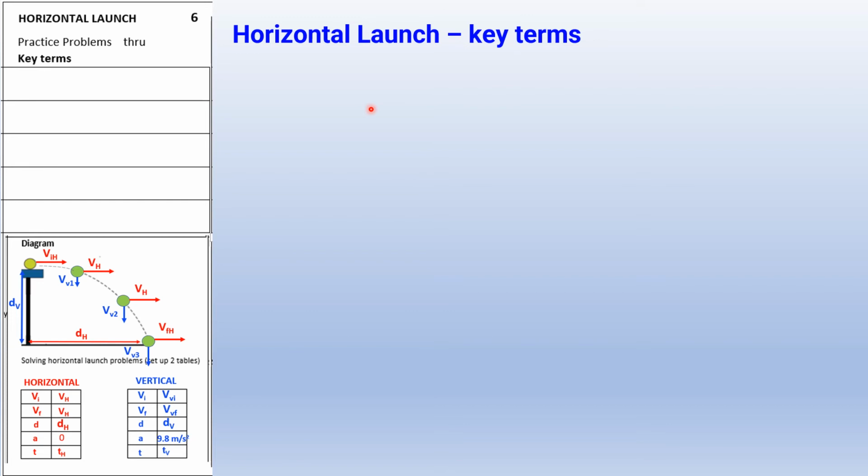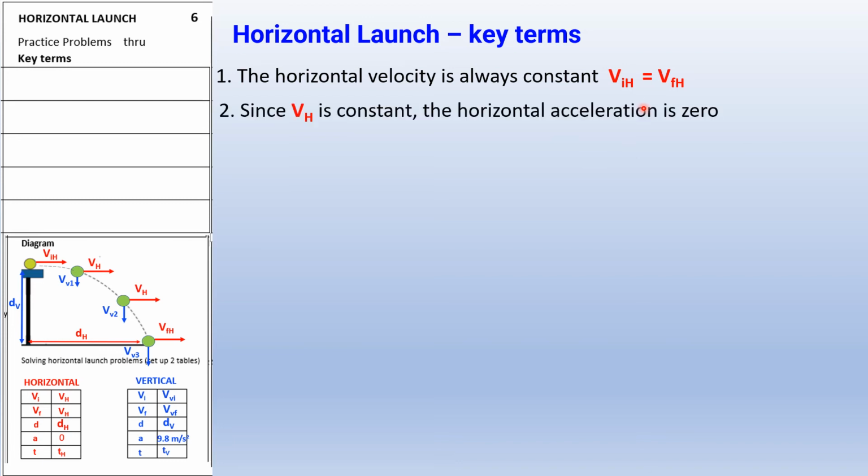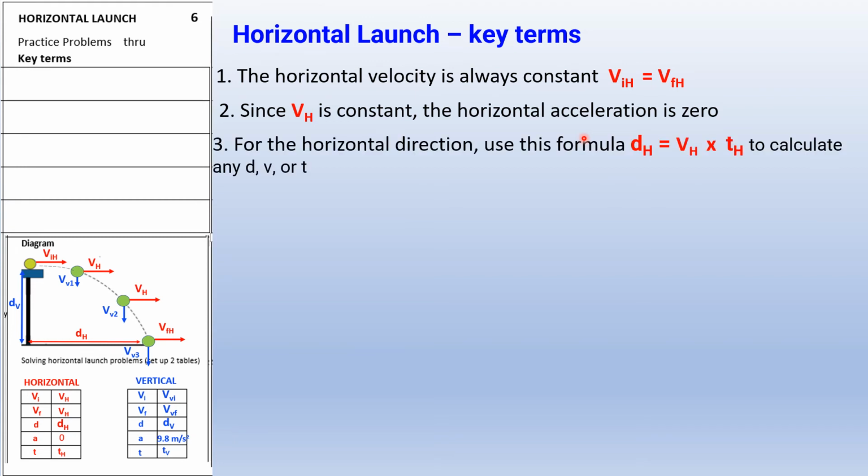Horizontal launch key terms. Time to take some notes. The first one: the horizontal velocity is always constant, which means the initial horizontal velocity is equal to the final horizontal velocity. Number 2: since horizontal velocity is constant, the horizontal acceleration is 0. For the horizontal direction, use this formula, dh is equal to vh times th, to calculate any of these variables: distance, velocity, or time.